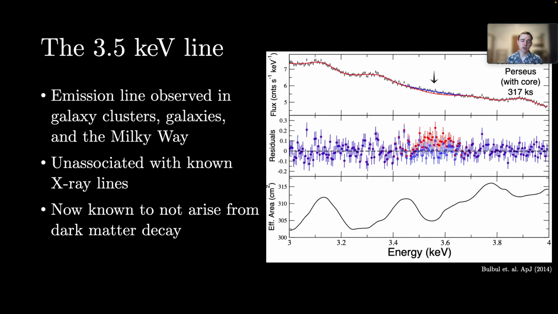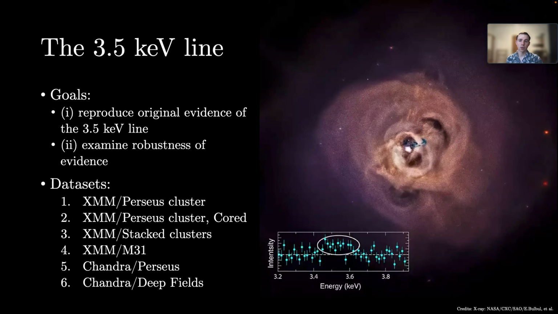The 3.5 keV line is an X-ray emission line previously observed in galaxy clusters, galaxies, and the Milky Way, whose origin is unknown in standard astrophysics. Although there are proposed explanations, in this work we show that there is no robust evidence for the existence of the line at all.